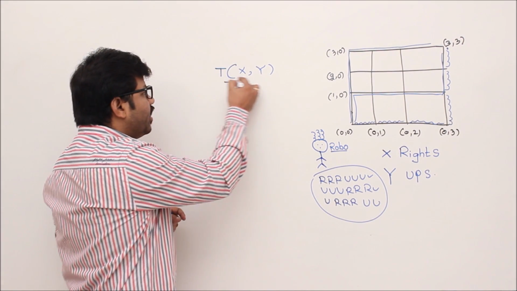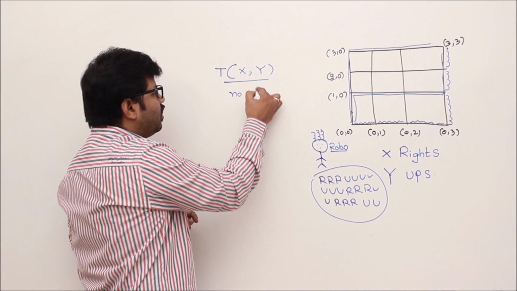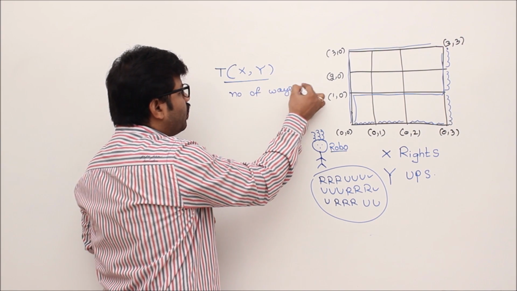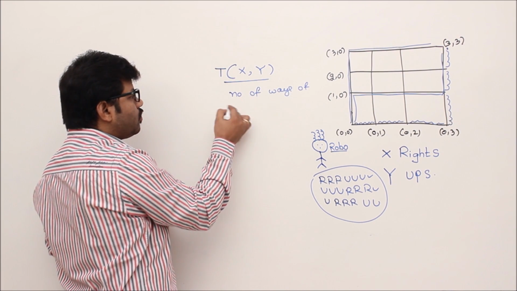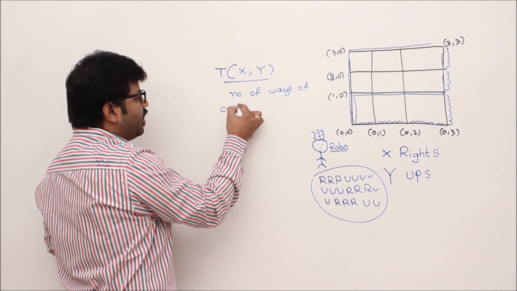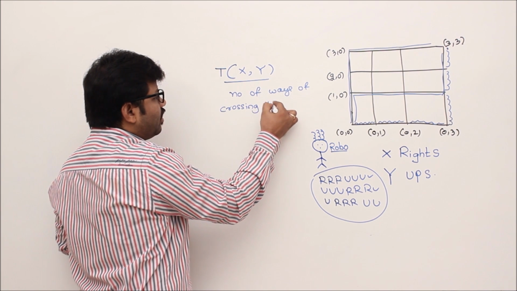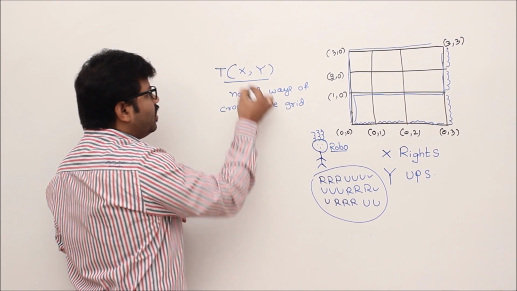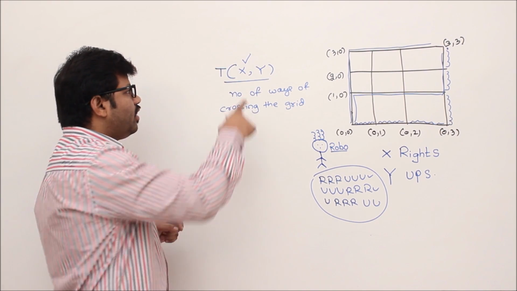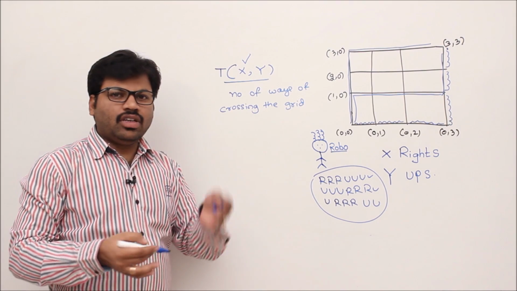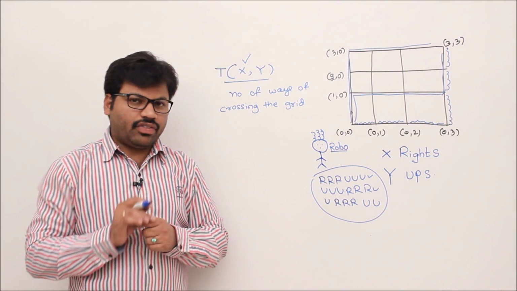Let me say the total number of ways of crossing the grid. Crossing the grid is the question, right? Crossing the grid is T of x comma y, where there are x rows and y columns. So I don't know which is unknown. We have to solve it.